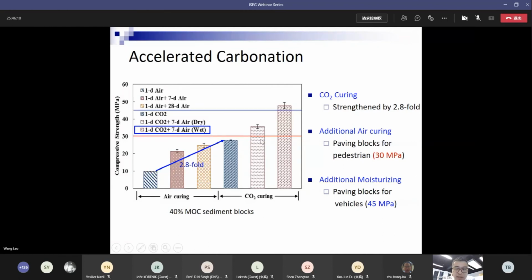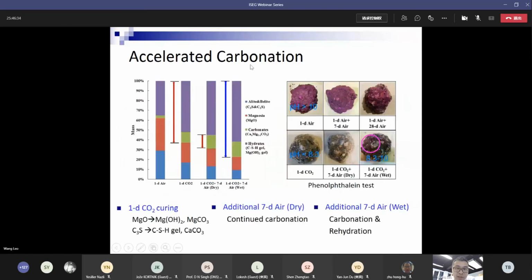improve the strength, especially with additional air curing and additional moisturizing. And after an additional 7 days curing, the strength can be as high as more than 45 MPa. It can meet the requirement of paving blocks for vehicles. With accelerated carbonation, the magnesium oxide turns into magnesium hydroxide and magnesium carbonate, and the cement can also be carbonated.